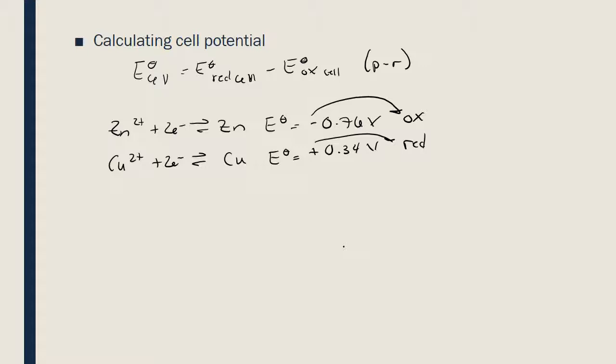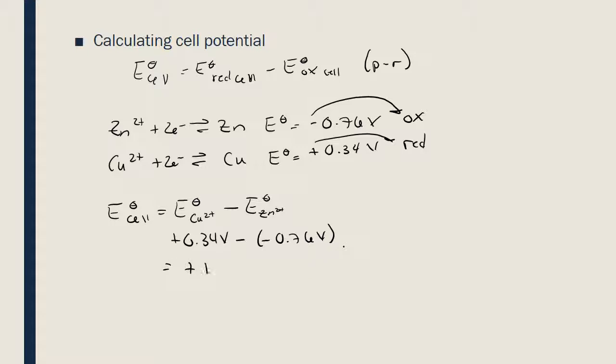So based on the calculation above, we want to calculate how much voltage we expect in this voltaic cell. So E theta cell equals the E theta for our reduced species, copper, minus E theta for our oxidized species, zinc. Plug in the numbers, so plus 0.34 volts minus a negative 0.76 volts gives you positive 1.10 volts, just like we saw when we were drawing our voltaic cell earlier.